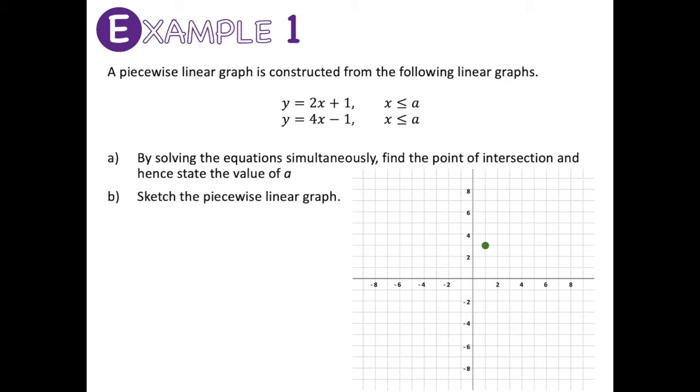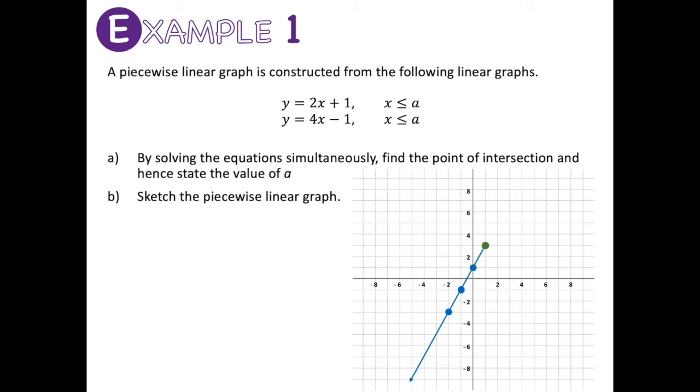So I've got a gradient of 2. So that means every time I go over 1, I'm going up 2. So I can mark in some points along that graph by going down 2 and over 1, go down another 2 and over 1, go down another 2 and over 1. So then I can draw a straight line connecting those points, and I have drawn my y equals 2x plus 1 portion of the graph.